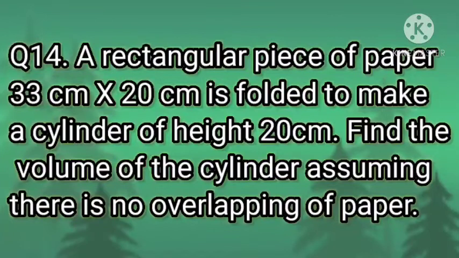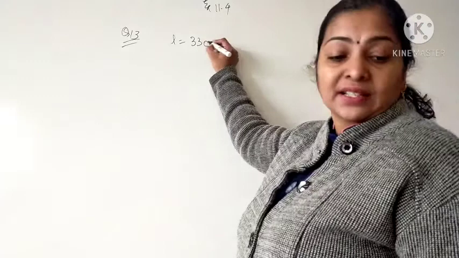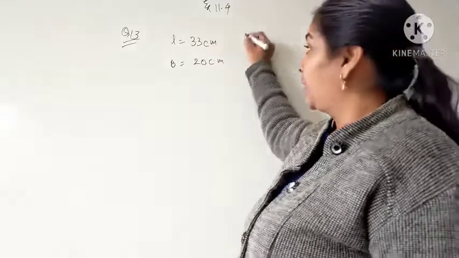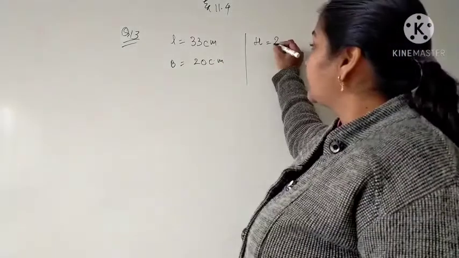Okay. Now come to question number 14. Again over here, a rectangular piece of paper 33 cm into 20 cm. Now length and breadth are given to you. It is folded to make a cylinder of height 20 cm. Find the volume of the cylinder assuming that there is no overlap. Now length is given to you as 33 cm, breadth is given to you as 20 cm, and they are saying that height is 20 cm.